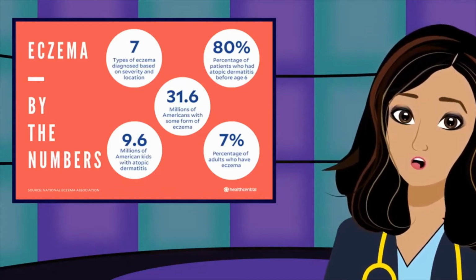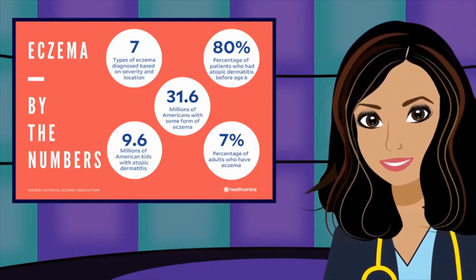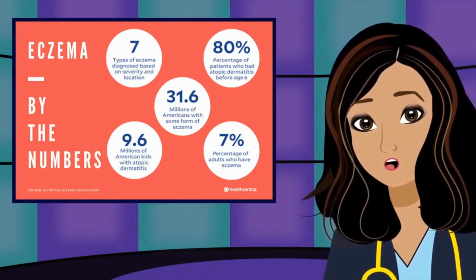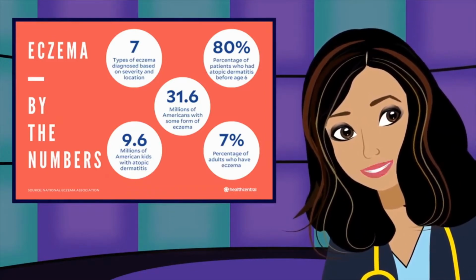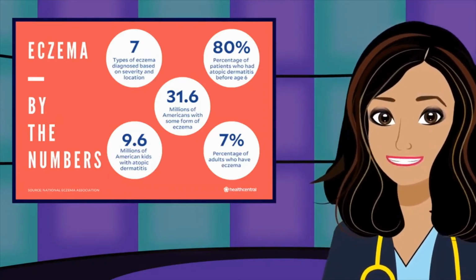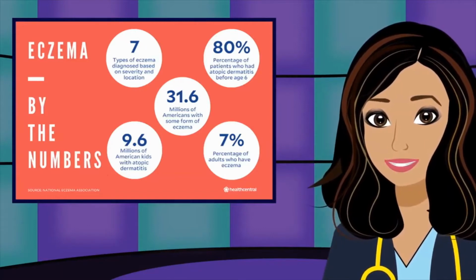AD is a chronic pruritic inflammatory skin disorder, often with a relapsing and remitting course. The prevalence in American children is between 10 and 13%. Affected children have a 5-fold increased risk of developing a food allergy, and this risk is further increased in those with early onset and severe AD.